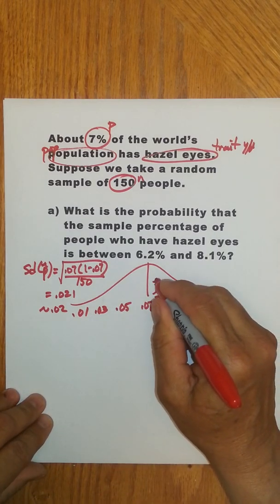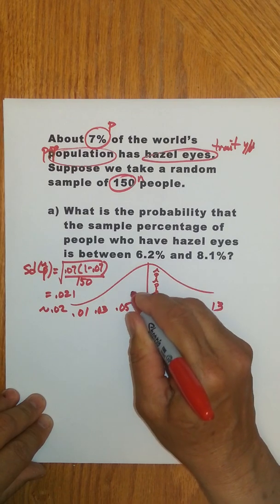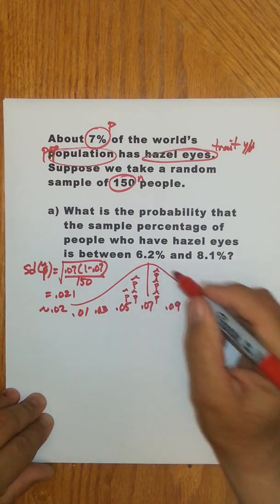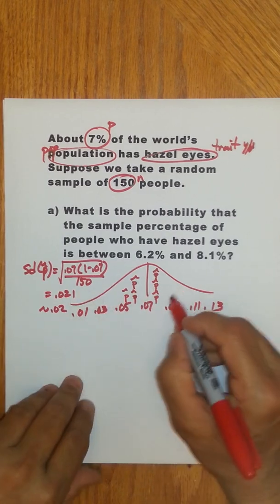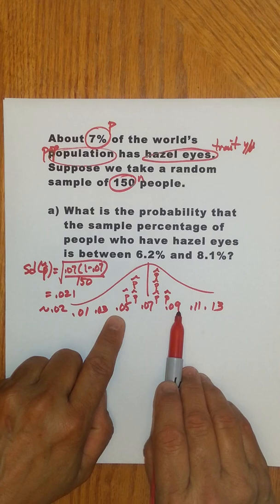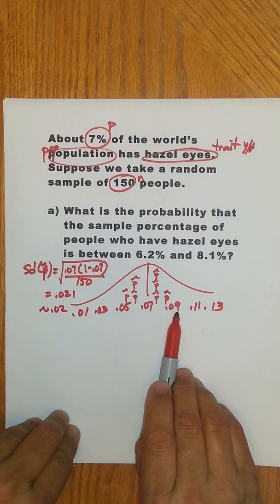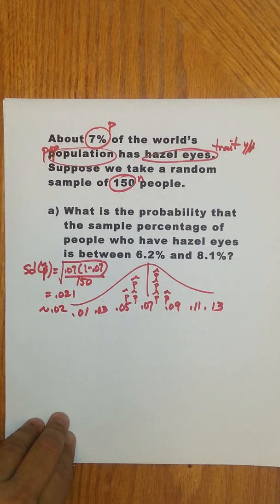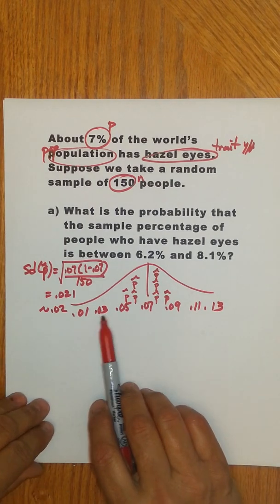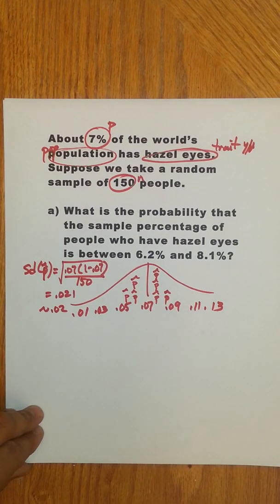And remember, that means that these are my p-hats, right? They're piling up. I take samples, and my samples cluster around the truth, like this. And what happens is, if you've got so many samples here, 68% of my samples are going to have between 5 and 9% people who have hazel eyes in those samples. 95% of my samples are going to have between 3 and 11% people in those samples that have hazel eyes, and so on and so forth.